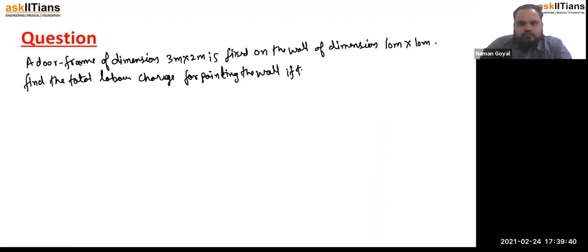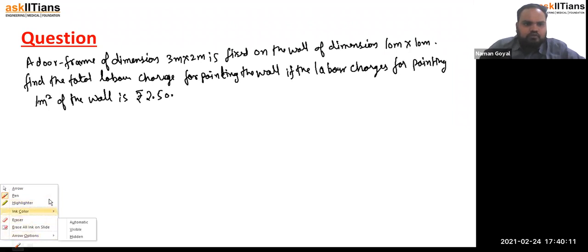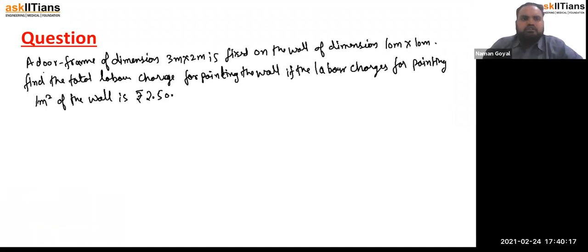If the labor charge for painting 1 meter square of the wall is rupees 2.50. Now see, first of all, we are going to draw the diagram. According to the question, a door frame of this dimension is fixed on a wall of this dimension.